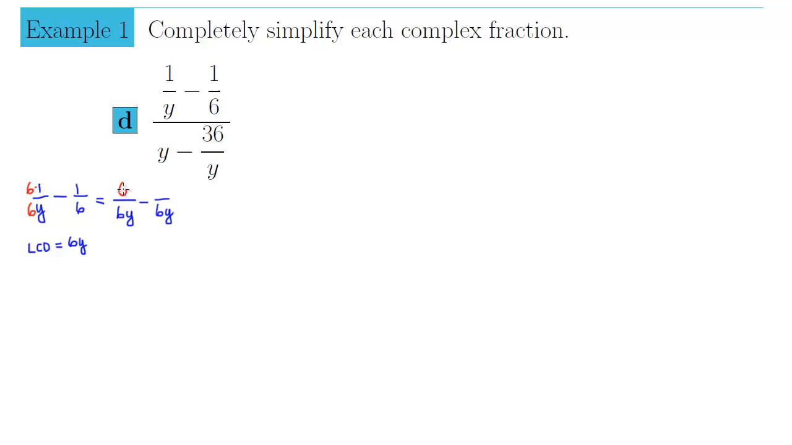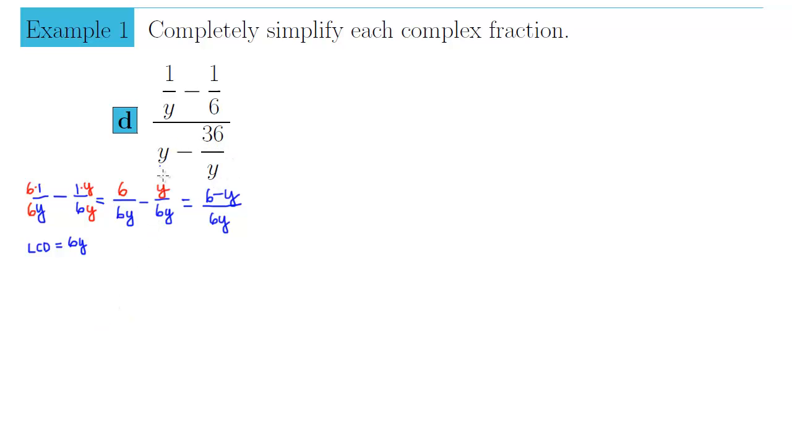6 times 1 is 6. There's our new fraction. The second fraction, we're missing a factor of y in the denominator. Whatever we do to the bottom, we do to the top, and so that means the numerator is 1 times y, or just y. Combining these fractions, they have like denominators. That denominator is 6y, and the numerator simply becomes 6 minus y. So, our numerator for our complex fraction is 6 minus y over 6y.